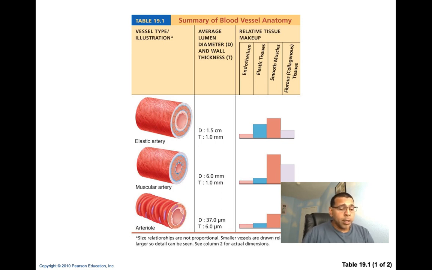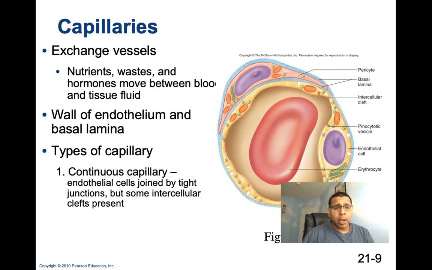Next, this takes us into capillaries. Capillaries are microscopic. They are the smallest blood vessels that we have. Their function is that they act as back alleys and driveways that provide direct access to every cell in the body. Capillaries also play a role in the exchange of materials between blood and interstitial fluid, like gases, nutrients, hormones, and so forth.